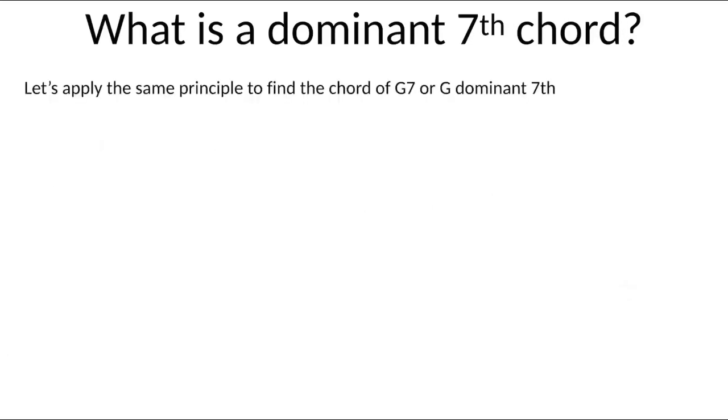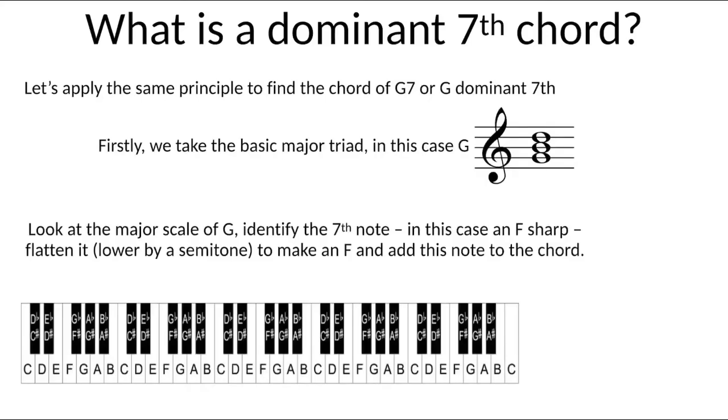Applying the same principle to find the chord of G7. Again, the basic major triad of G. We think about the scale of G major, and we know that the scale of G major has an F sharp in it. That's the 7th note. To flatten that, we would make it an F. We take this F and we add it to the basic triad of G to give us a chord of G dominant 7th, or G7.